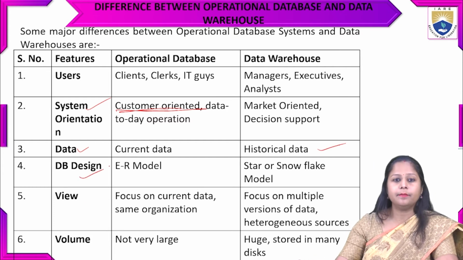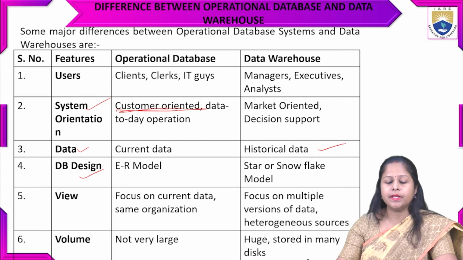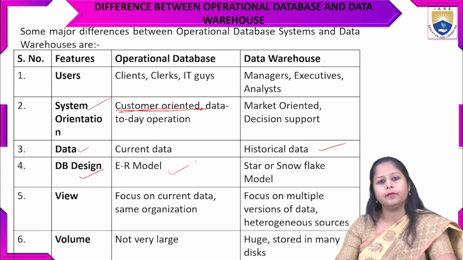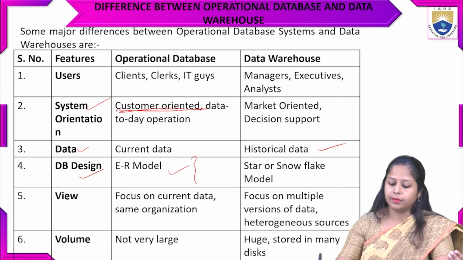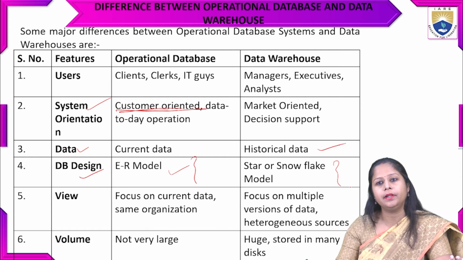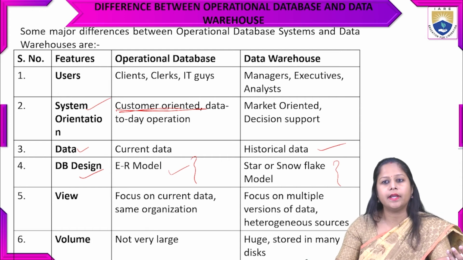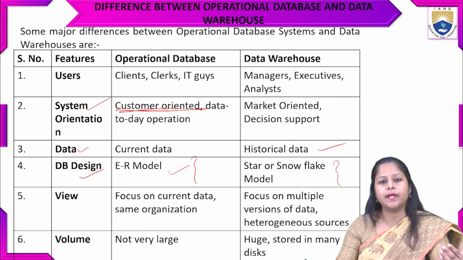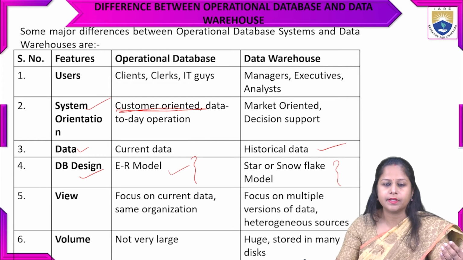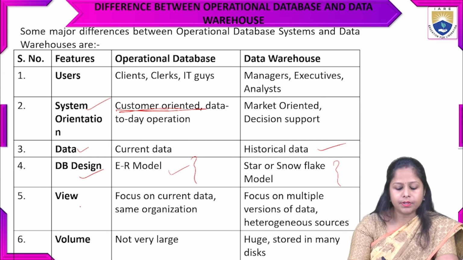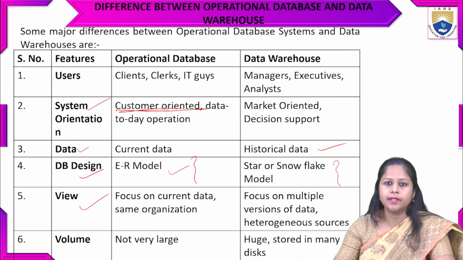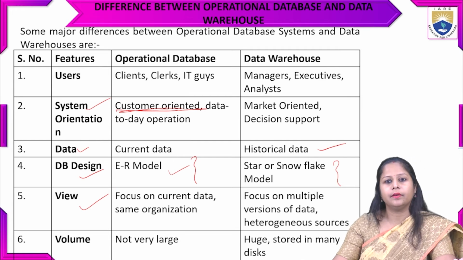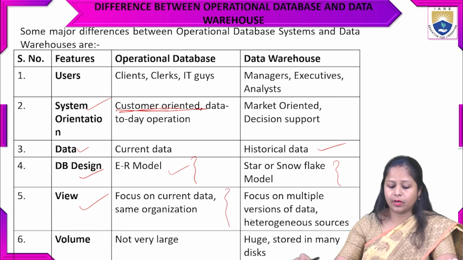In terms of database design, the operational database uses the ER model; on the basis of the ER model, the data will be stored. But in the data warehouse, there will be the star schema and snowflake models, and on the basis of those the data will be stored in the data warehouse. In terms of view, the operational database focuses on the current, live data. It can be used within the same organization.